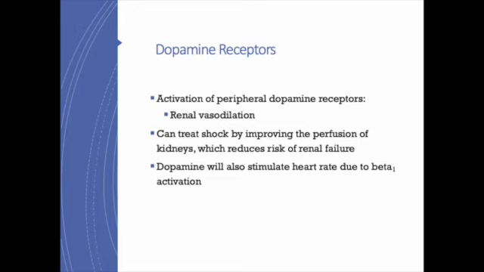Activation of peripheral dopamine receptors will cause dilation of the renal vasculature. Because of this, if we use it for shock, it's going to help dilate the renal blood vessels, improving perfusion in the kidneys and reducing the risk for renal failure. Dopamine is the only drug that's available that can activate these dopamine receptors. And when it's given to treat shock, it also is going to enhance cardiac performance because it activates the beta 1 receptors in the heart as well.